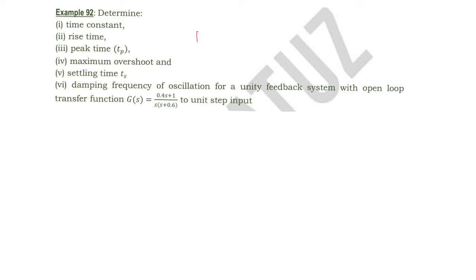We will do an ESE mains question, which will cover all the time domain specifications. Here the question is: determine the time constant, rise time, peak time, maximum overshoot, settling time, and damping frequency of oscillation for a unity feedback system with open loop transfer function like this.